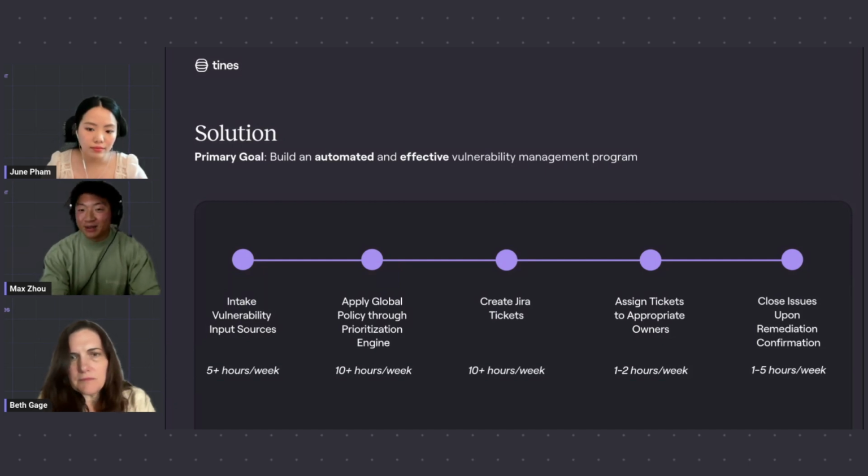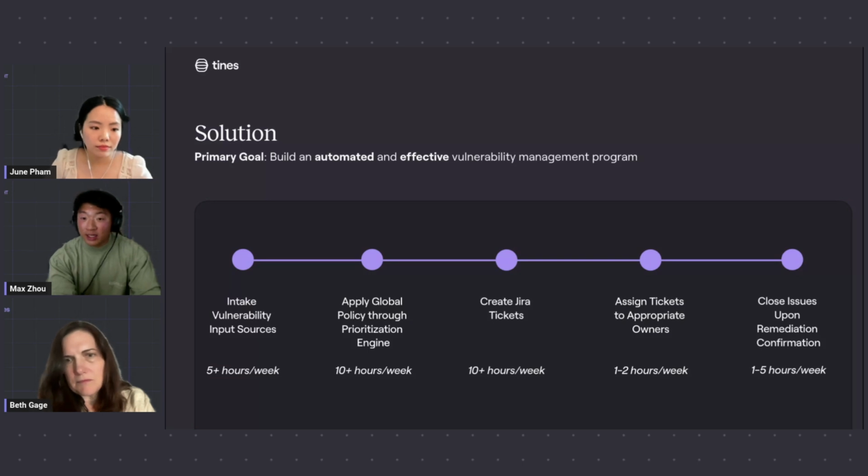It's not very fun to be clicking on buttons on different platforms, making sure that we're looking at the right things and have the right filters and all that stuff. The second thing was that we wanted to make sure that we were applying a global policy through our prioritization engine, which we'll get into in more detail at a high level. The reason it would take so much time is we'd have a huge volume of findings, and a big one for us is the SCA issues.